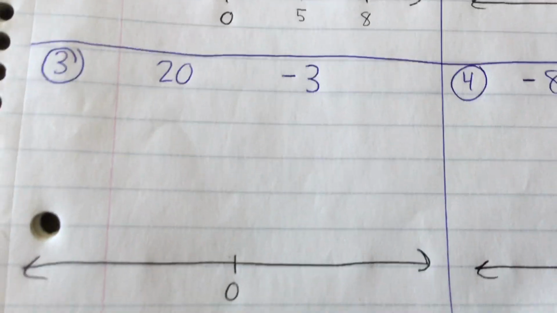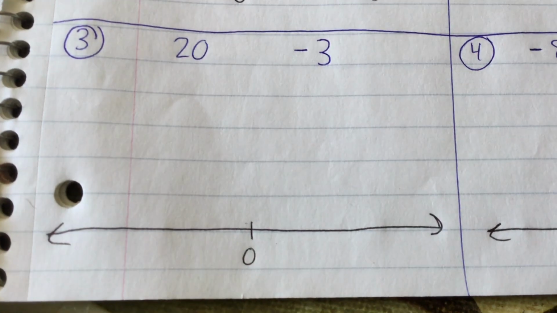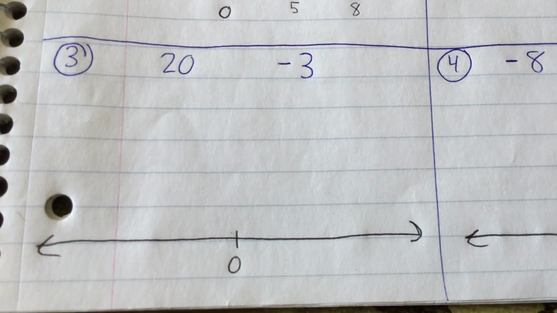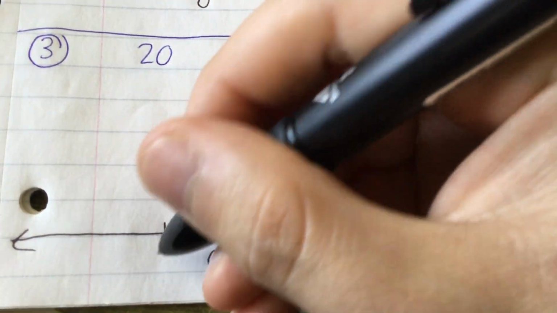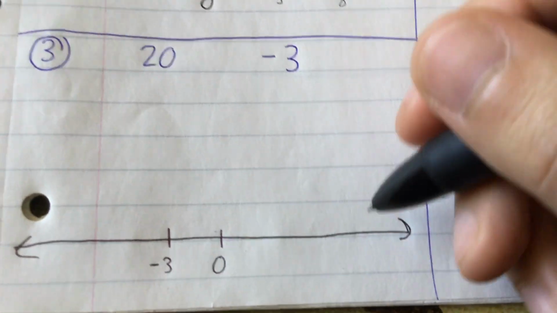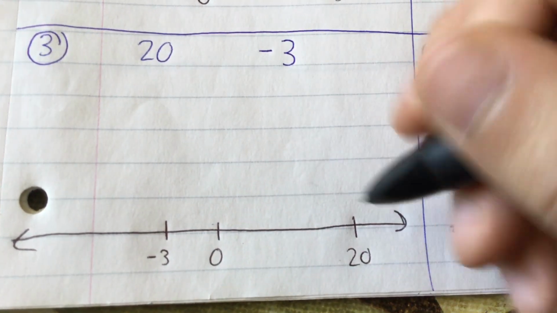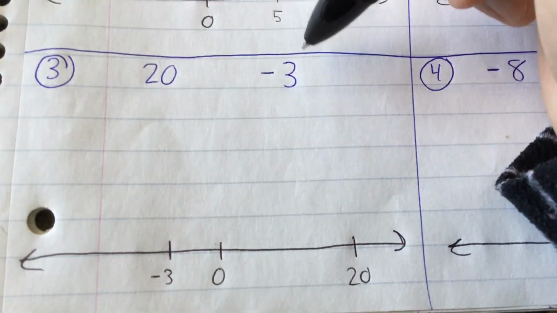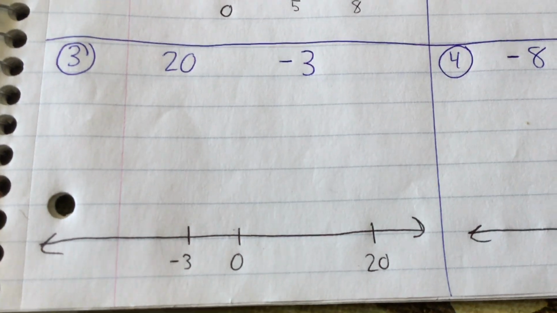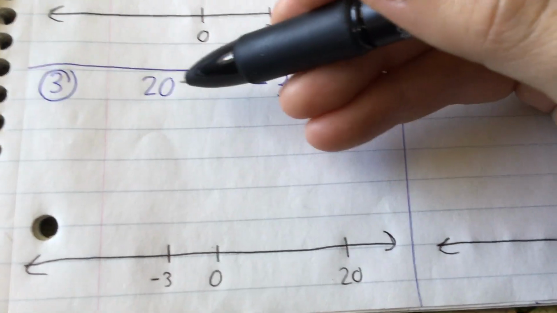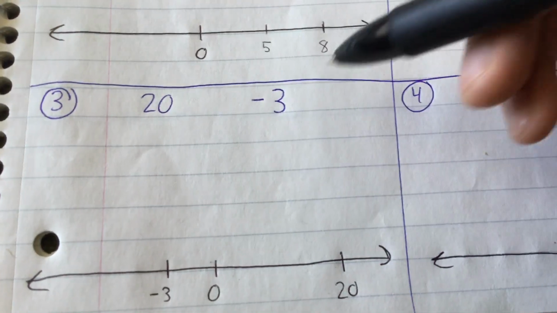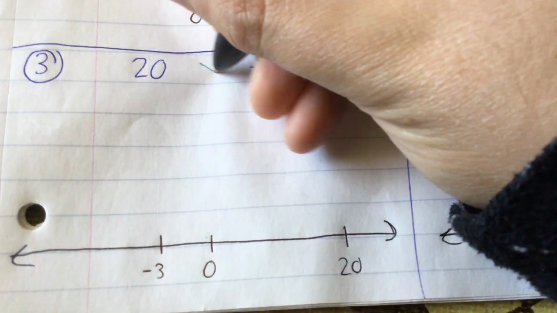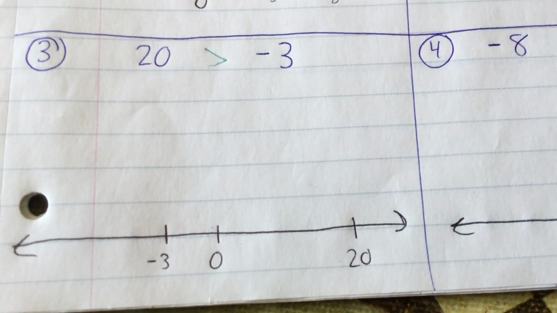20 and negative 3. So if I have my little number line, and I've got two numbers, positive 20 and negative 3, well, let's put negative 3 to the left of 0, and let's put positive 20 to the right of 0, not necessarily drawn to scale. Which number is bigger? Having $20 or owing somebody $3? Yeah, I'd rather have $20 in my pocket than have no money in my wallet and owe somebody $3. So in this case, 20 is greater than negative 3.